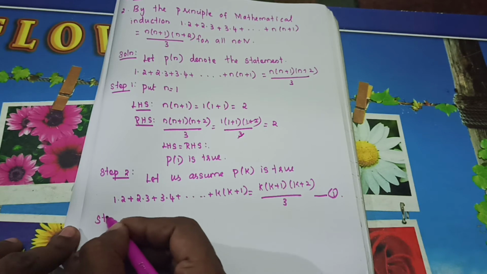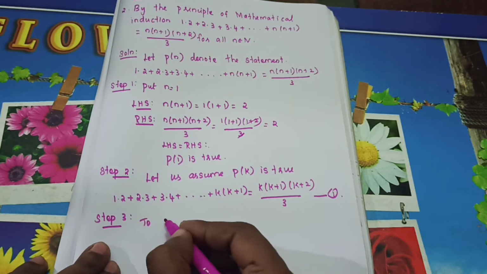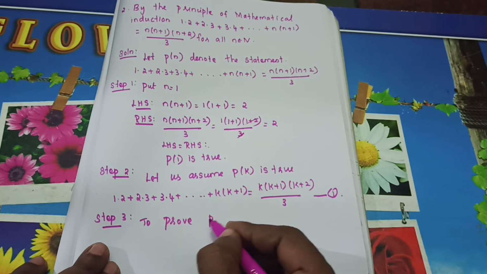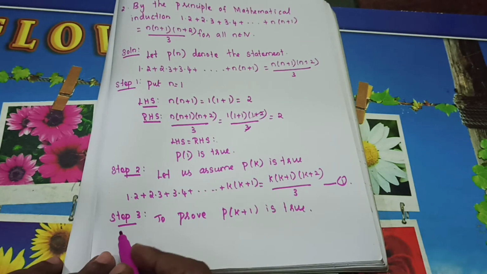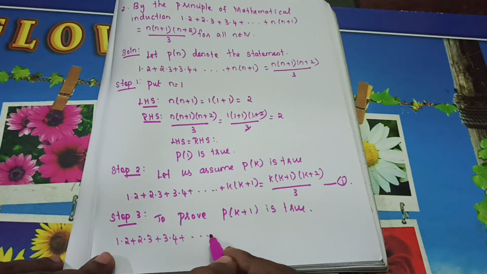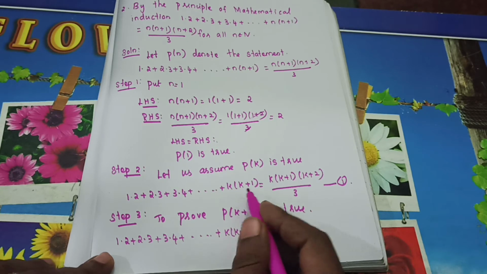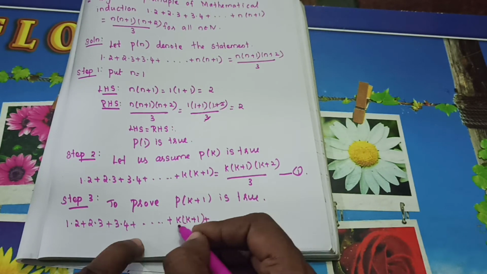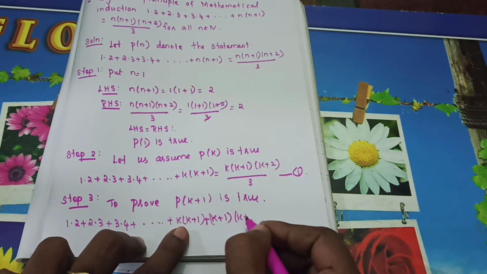Okay, that's step 3. Third step, what will you do? To prove P of k plus 1 is true, in the place of k you need to substitute k plus 1. You want to be very careful here. 1 into 2 plus 2 into 3 plus 3 into 4 plus etcetera plus, this is the previous term, and the next one means k plus 1 into k plus 1 plus 1, so k plus 2. Got it?